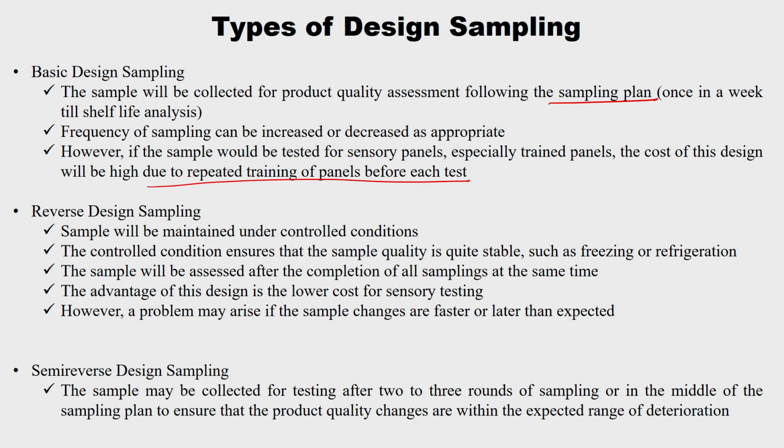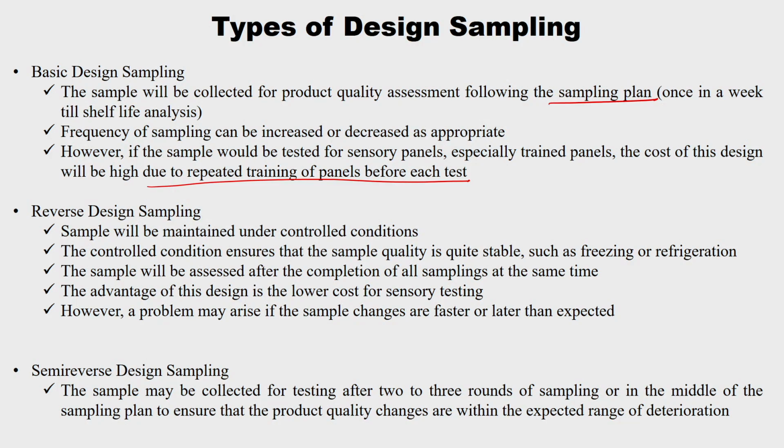And one advantage we get is that the frequency of the sampling can be increased or decreased appropriately. For example, earlier as per the sampling plan I have decided on 1 week. In between, if I want to do it once in 3 days, then I can do it. That flexibility is with me, but each time all the tests have to be carried out. Because of that the testing is very much costlier.